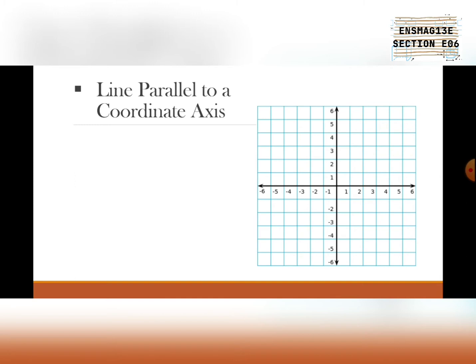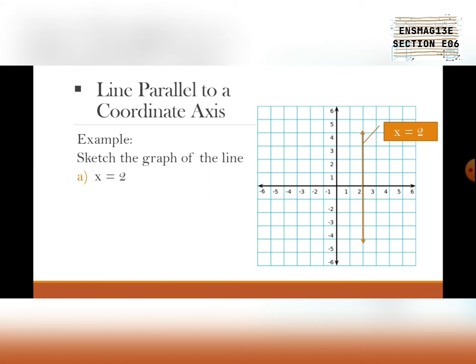Let us take this one as an example. We are to sketch the graph of the line x is equal to 2. In this problem, where x is equal to 2 is the equation of the line, we know that the abscissas of all points on the line are equal to 2. So the value of our x is equal to 2, thus giving us the graph of a line parallel to the y-axis located at a distance 2 from our y-axis.